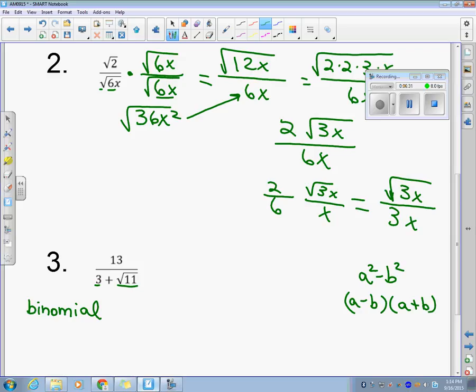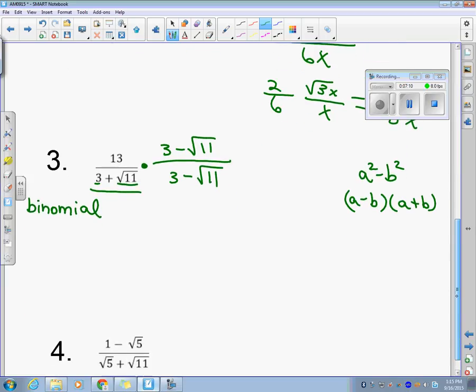And so you remember from Algebra 2, that is called the difference of squares. And so what happens when you multiply, FOIL, this difference of squares, is that the middle terms cancel out. So we're going to pick the other one. In this particular question, we have plus. So the magic 1 is going to be 3 minus the square root of 11 over 3 minus the square root of 11. And it's still 1, so we're not changing the value of this, but it is a binomial.